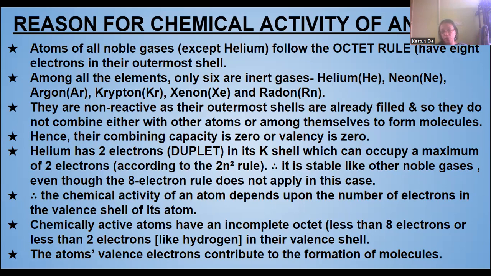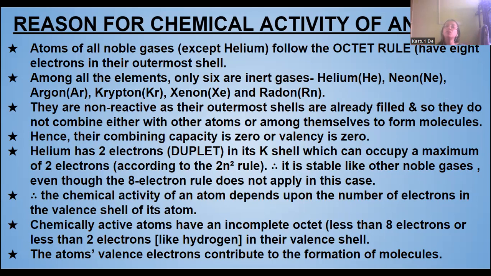Now, the chemical activity of an atom depends upon the number of electrons in the valence shell of its atom. If it is 8, that means it is inert. It will not react with any other atom, either of the same element or of another element. But if it has fewer electrons in its outermost shell, then the atom will react with other atoms, of the same element or of a different element, to form a molecule of the same element or a molecule of a compound.